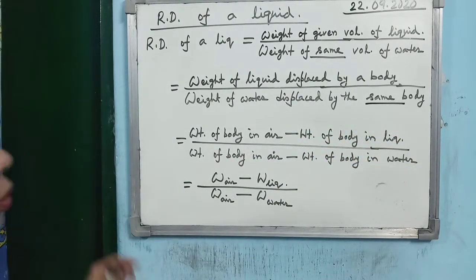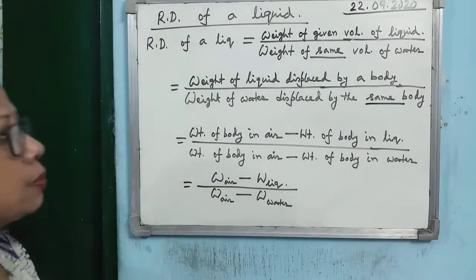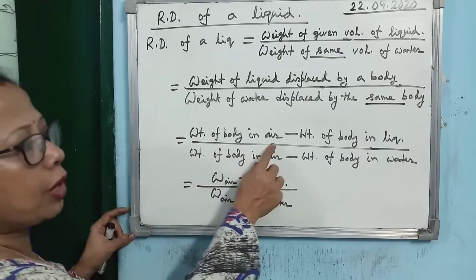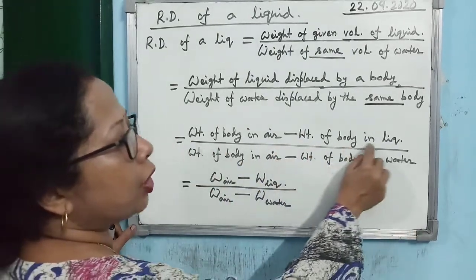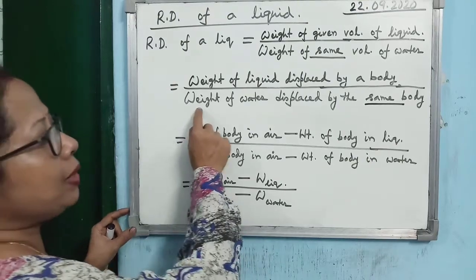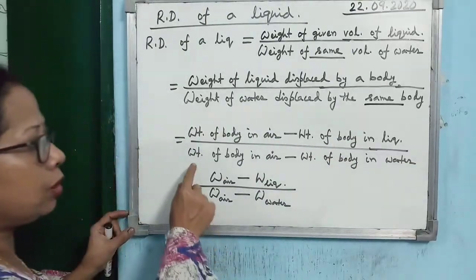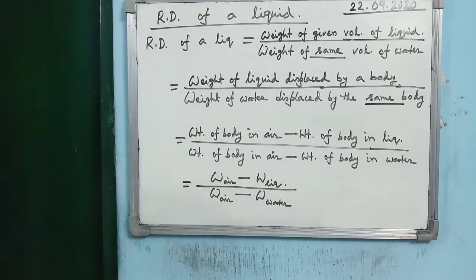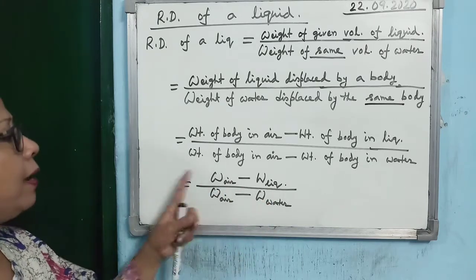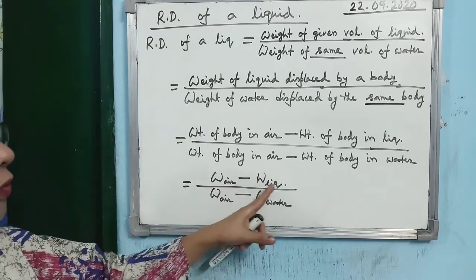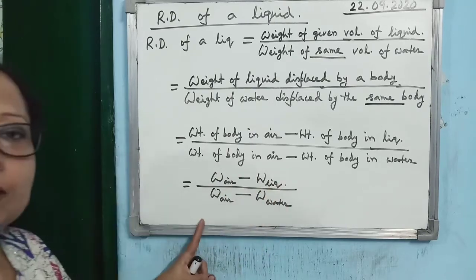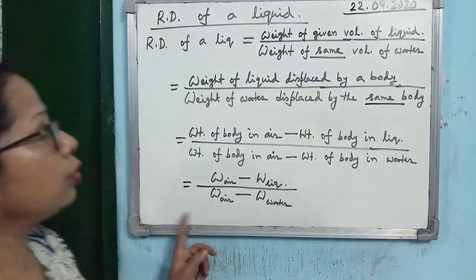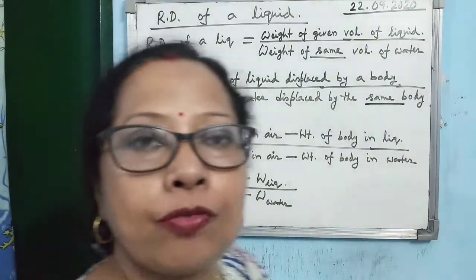Now, according to the concept of upthrust and Archimedes principle, what will be the weight of the liquid displaced by a body? It will be weight of the body in air minus weight of the body in liquid. And what will be the weight of the water displaced by the same body? It will be weight of the body in air minus weight of the body in water. So by applying this formula, weight of the body in air minus weight of the body in liquid, divided by weight of the body in air minus weight of the same body in water, one can find out the relative density of a liquid.